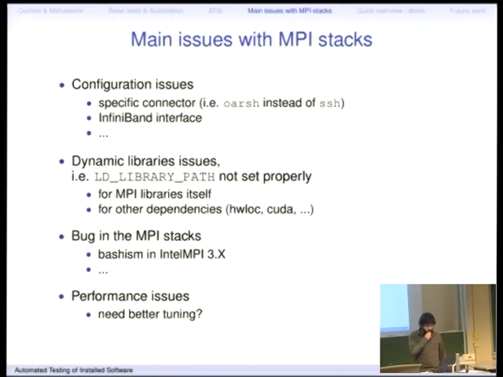Also, we found some bugs in some MPI stacks. For example, in Intel MPI version 3, there is a bug with bashisms. At the University of Luxembourg, we noticed this bug because we have bash installed as the shell, so all these errors come out. And you can also find some performance issues with some MPI stacks, which you can consider a bug or not, depending on what you think.